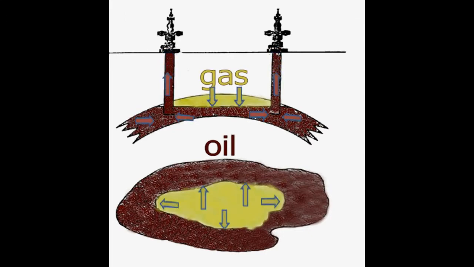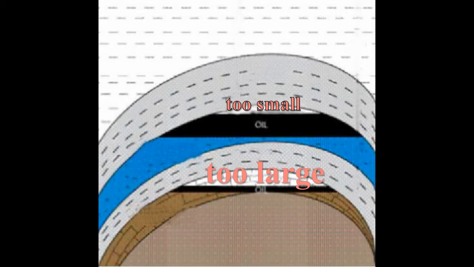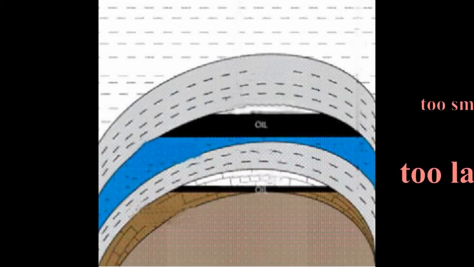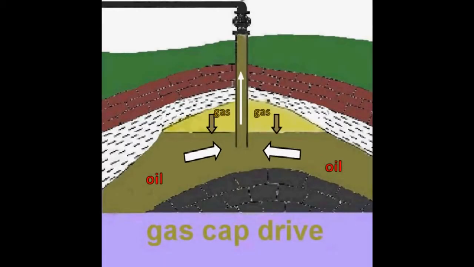Gas caps that are too large or too small can impede oil recovery. So the effectiveness of a gas cap drive depends on its size relative to the size of the oil zone. Production engineers monitor the gas cap size closely to optimize oil production. When conditions are right and a gas cap drive can be used, recovery rates average about 30 to 40%.